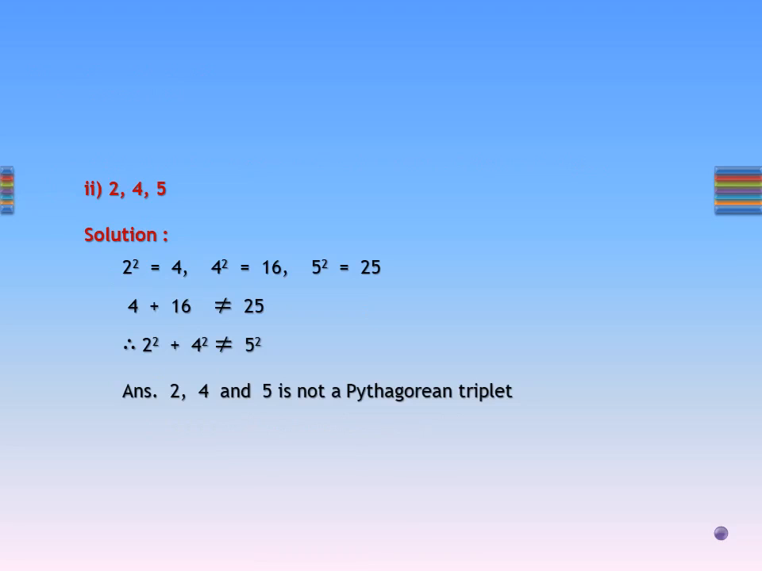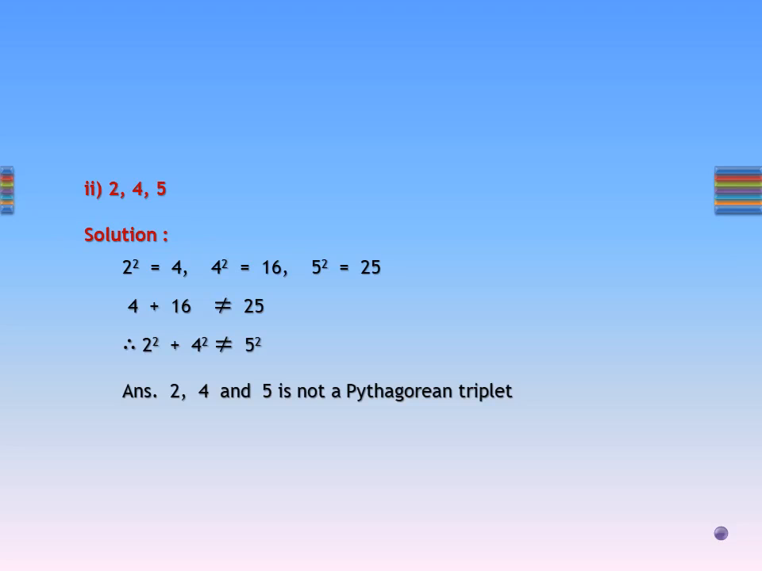2, 4 and 5. Now let us check whether 2, 4 and 5 is a Pythagorean triplet. First let us take the square of all the three numbers. 2 square is 4, 4 square is 16 and 5 square 25. Among the three numbers, 5 is the biggest number and square of 5 is 25.